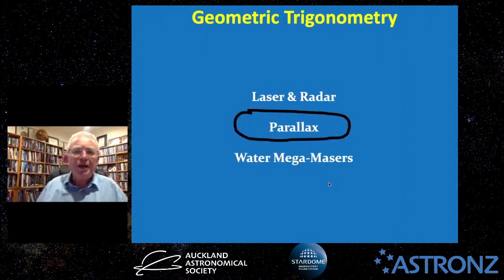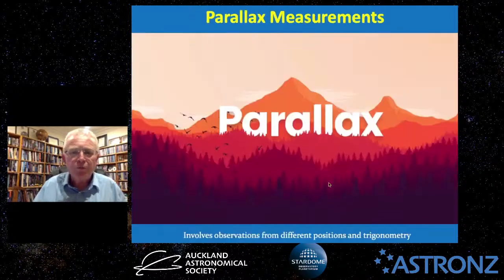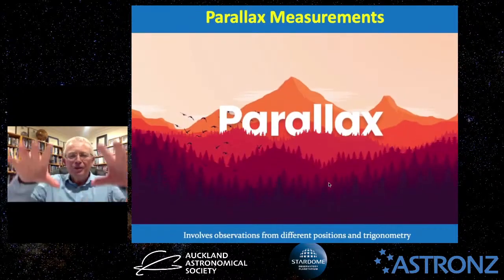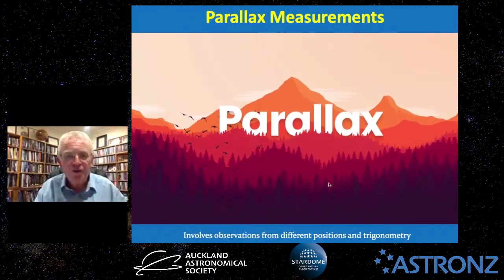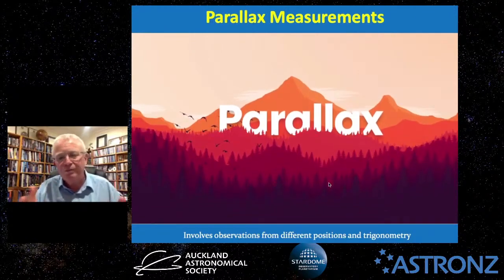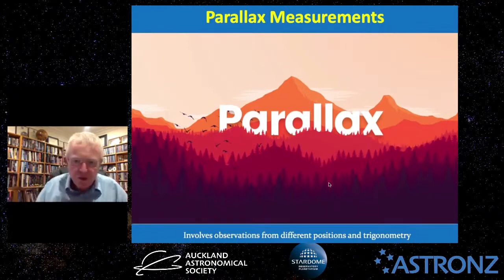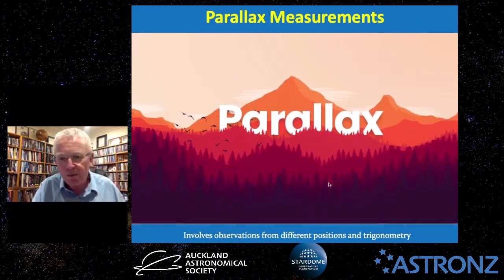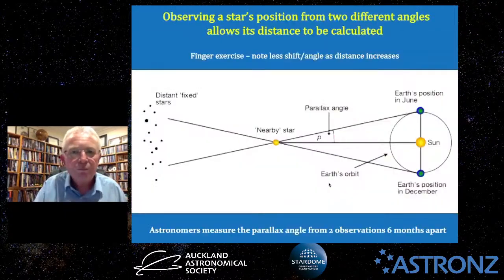So that's laser and radar, sort of measuring distances within the solar system. How about this thing about parallax? What's that all about? Well, this little GIF file here of the little motions actually perfectly sums up parallax. Parallax involves observations of objects in the sky from different positions, and once again, a little bit of trigonometry comes out of the woodwork. So it's all about observing a star's position from two angles, which allows its distance to be calculated.